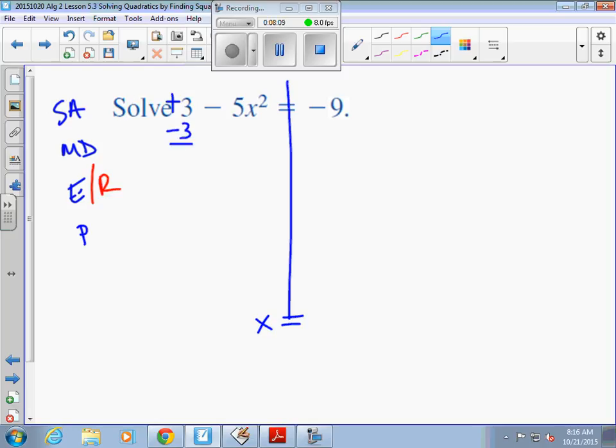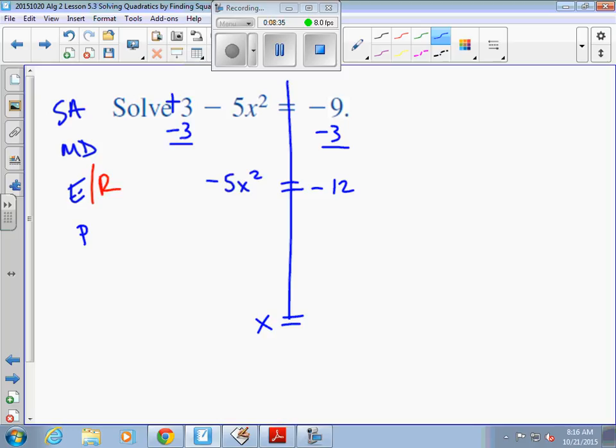If you subtract something from the left, you do the exact same thing to the right. Remember, you always do the same on both sides. So that'll eliminate it on the left and leave you with -5x squared. Don't lose the negative. Is equal to, you have -9 minus 3. Those are the same sign, so add them up. 9 plus 3 is 12, and keep the common sign, -12.